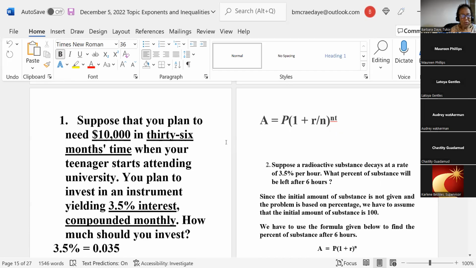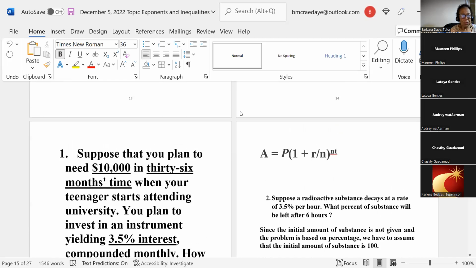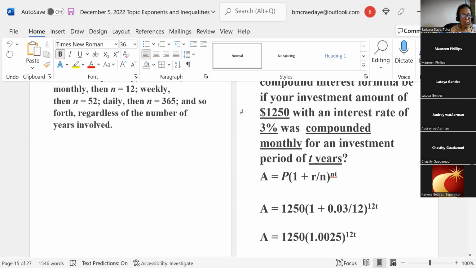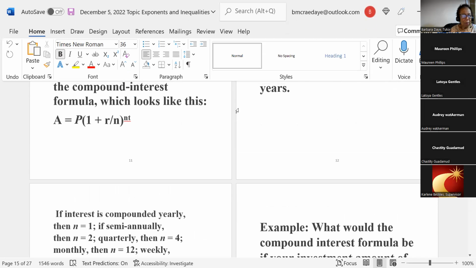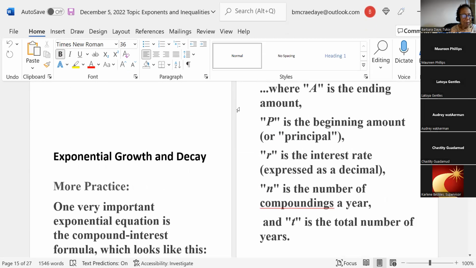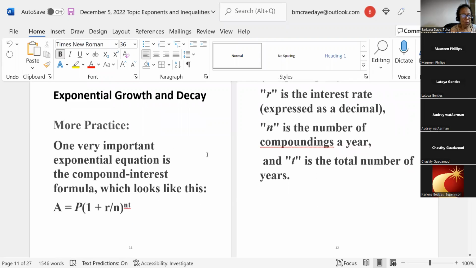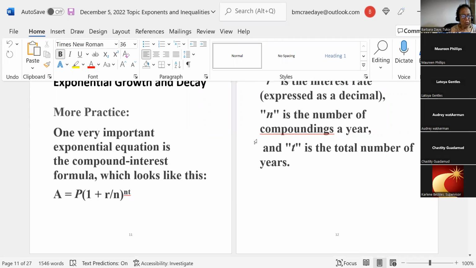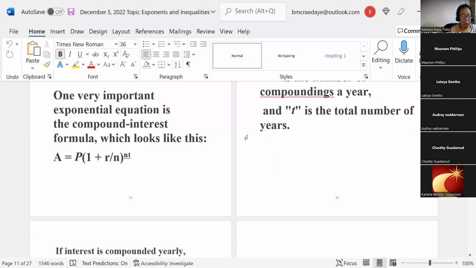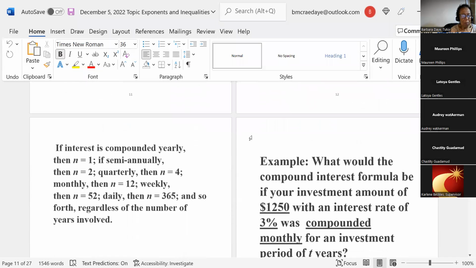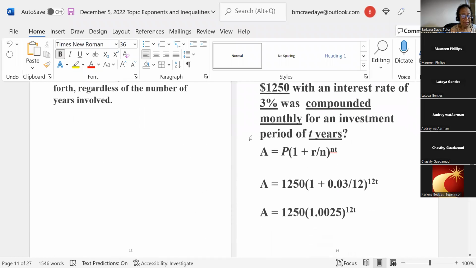I'm going through compounding interest. I'm doing exponential growth and decay, but I'm starting with the compound interest formula. And this is new. This would not be something I would have sent to you, but you will get all of this at the end.